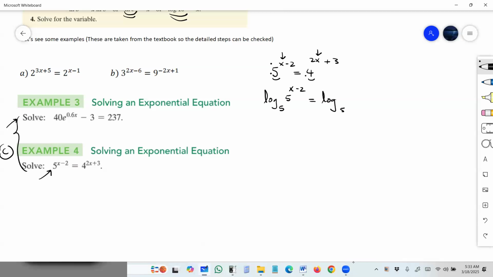Okay, so whatever you do to one side, you have to do to the other. Don't take log base 5 on the left and log base 4 on the right, because it will be incorrect.